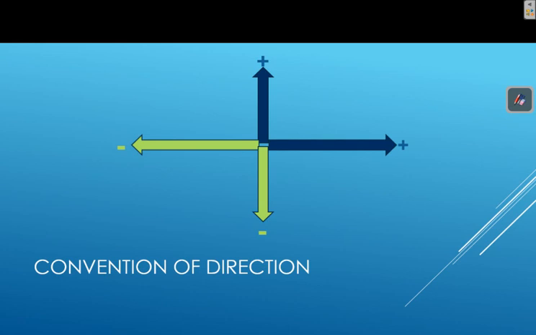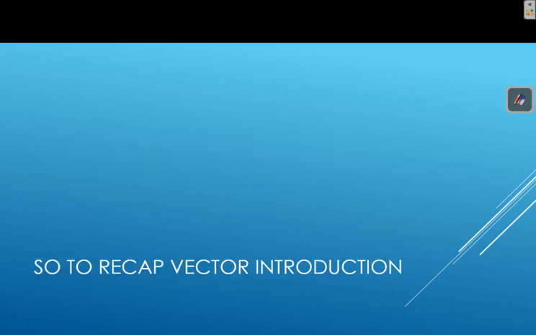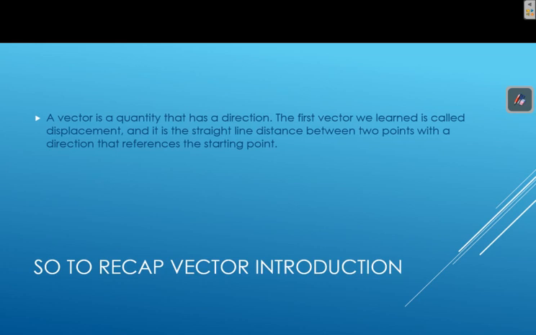Simple, right? So to recap vector introduction, a vector is a quantity that has a direction. The first vector we learned is called displacement, and it is the straight line distance between 2 points with a direction that references the starting point. In physics, you will often hear of displacement as a change in position.